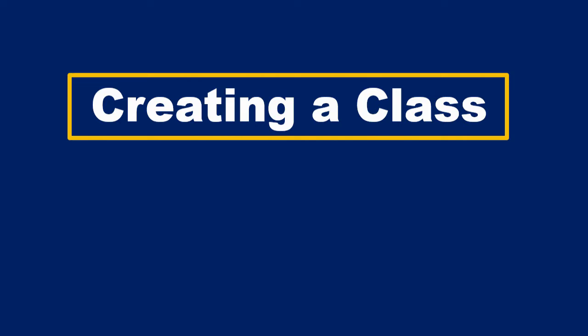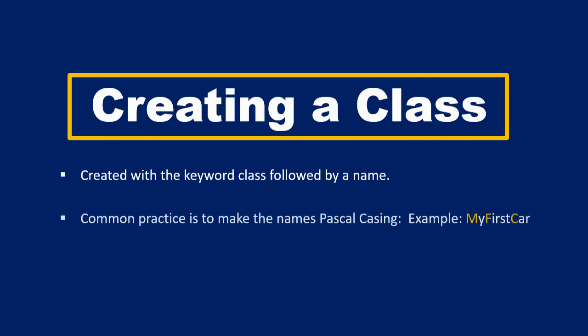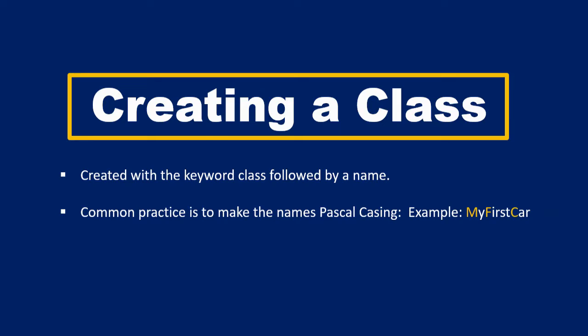A class can be created with the keyword class followed by the name you want to give your class. The common practice is to write the names of your classes in Pascal casing. That means make the first letter of the name you're going to give it uppercase. So if your class name has more than one word, for example, my first car, the first letter of each word should be uppercase. That's just a convention that a lot of programmers follow.